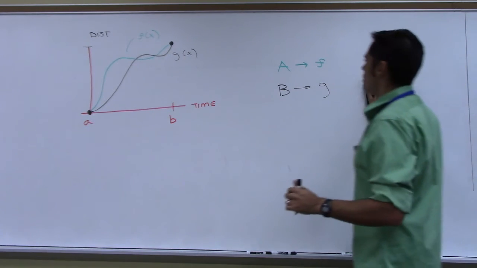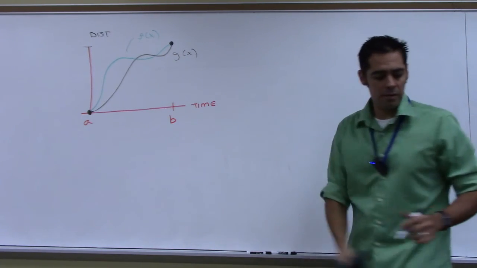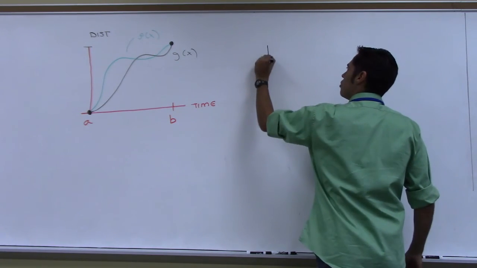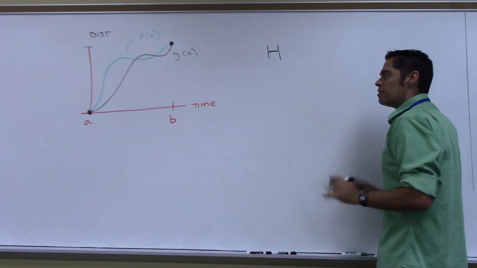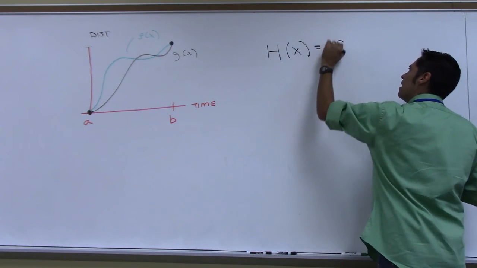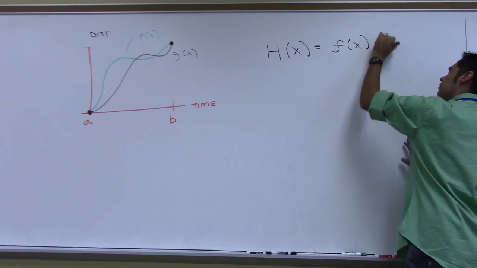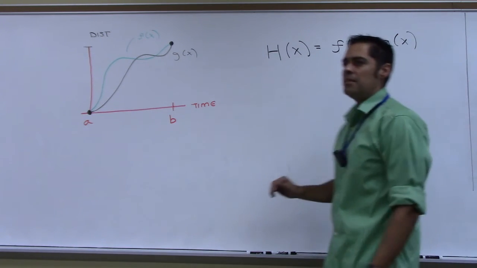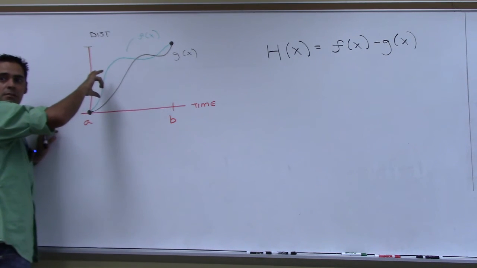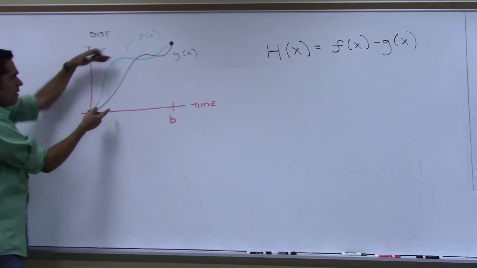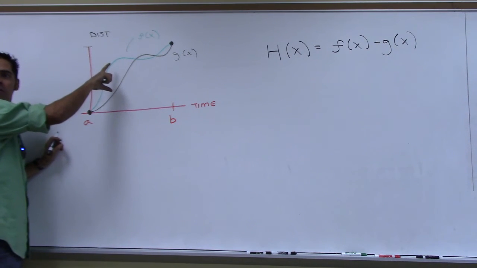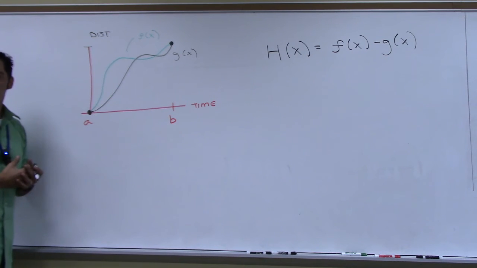So what I'm going to do is I'm going to create a new function. All right, everyone? Here it comes. I'm going to create a new function. I'm going to call it h. Capital H, just to let you know it's special. Capital H of x, I'm going to define it to be f of x minus g of x. What I'm doing is I'm taking the difference between these two vehicles' positions, right? I'm taking the f, subtracting the g, and h would measure the distance between them, wouldn't it? I'm creating this new function.